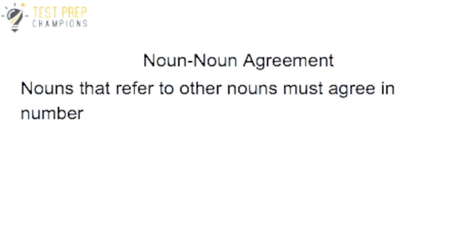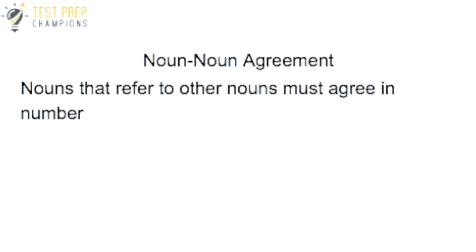But the main point here that I want to talk about is what's called noun-noun agreement. Now, nouns that refer to other nouns must agree in number. So let me just backtrack for a second here. When I talk about nouns, a noun is a person, place, thing, or idea. So right now we're talking about noun-noun agreement. And again, that's nouns that refer to other nouns. You need to know that they have to agree in number here.